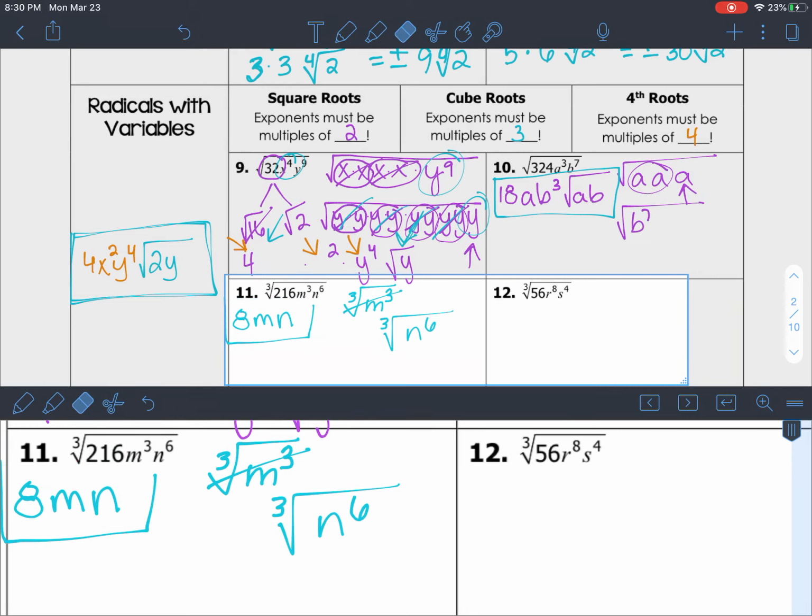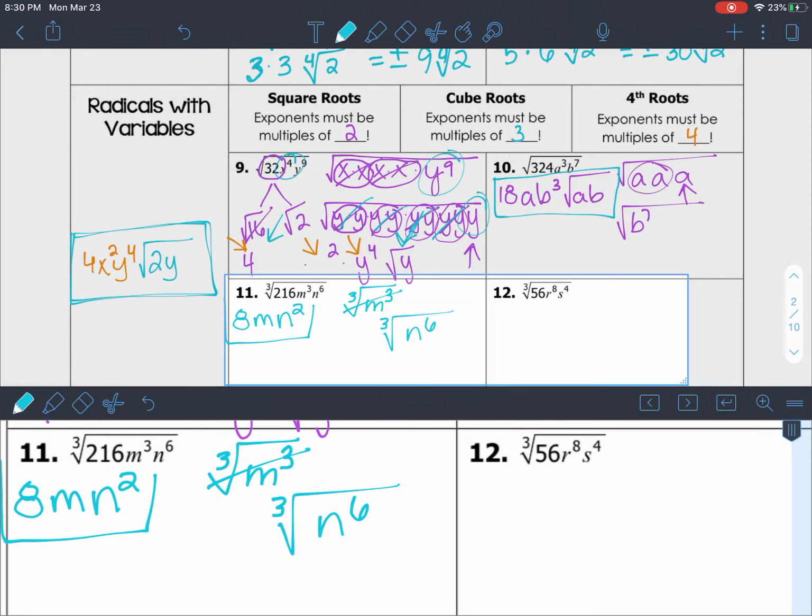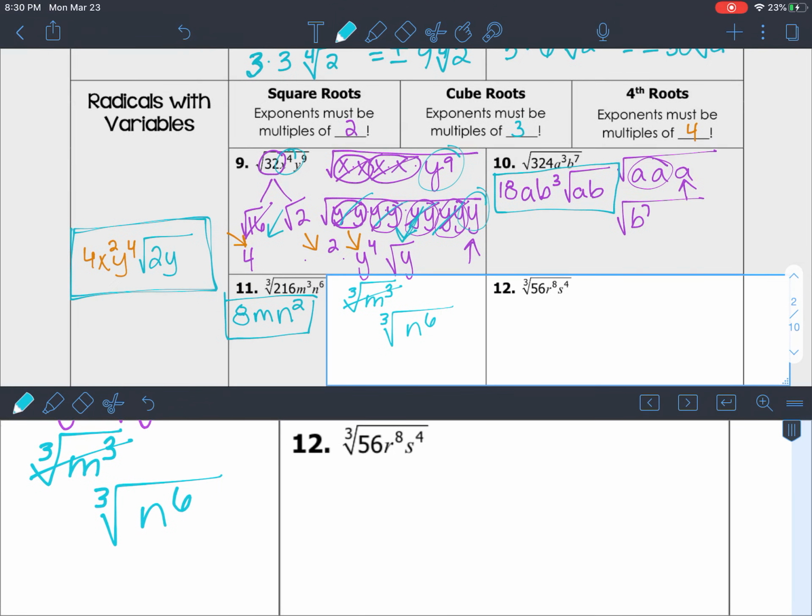6, because that's the cubic root of 216. m, and then n squared. So there's only one set of 3 in, oh goodness gracious, in m cubed. So that's where I get my m from. There's 2 sets in n to the 6th. So that's where I get my 2 from. Okay, let's keep going.